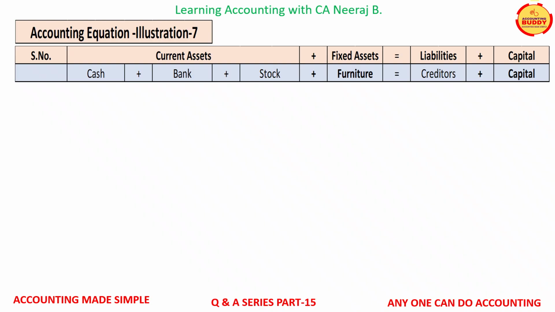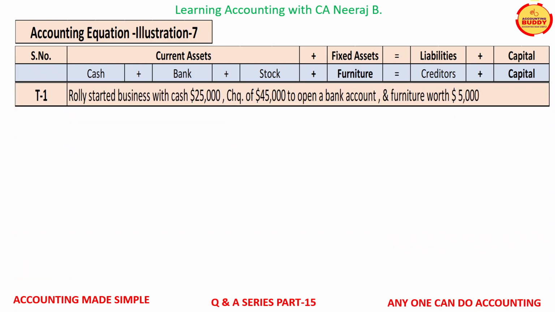Let us discuss illustration number 7. Transaction T1 on your screens is Rolly started business with cash of $25,000 and a deposit of $45,000 check in the bank, and also transferred furniture worth $5,000 for the business use.